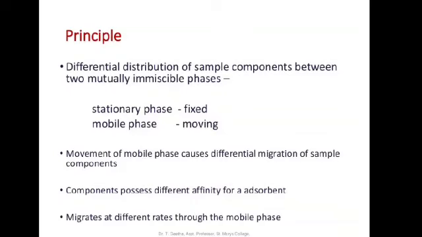The mobile phase carries with it the different components of the sample, and depending upon the interaction between the components and the two phases, they emerge at different times from the stationary phase. In other words, the components migrate at different rates, thus emerging from the stationary phase at different times. A component that has a strong affinity to the stationary phase tends to emerge last.